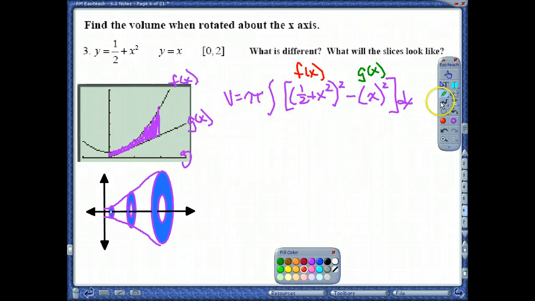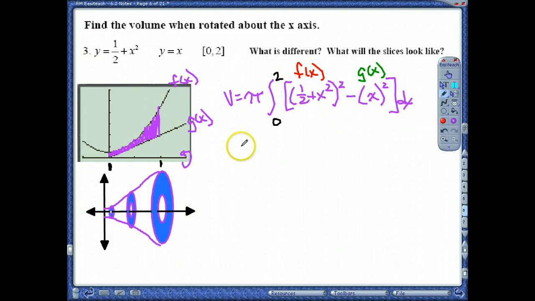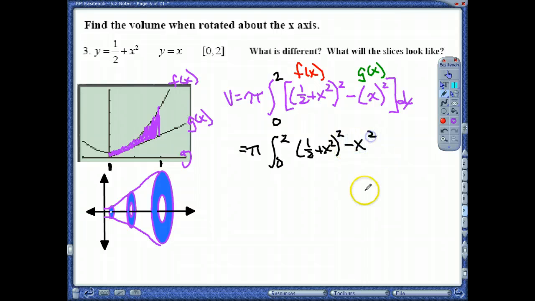Now, my interval is going to be much the same as it was before. It's going from 0 to 2. Notice my slices start here at 0 and they go all the way to 2. When I plug it in my calculator, I just need to make sure I'm putting parentheses around my 1/2 plus x squared. I don't need the parentheses around my x. If you make sure you have this guy in there, you're going to be fine. Okay, so when you plug that all in your calculator, you get 69 pi over 10.